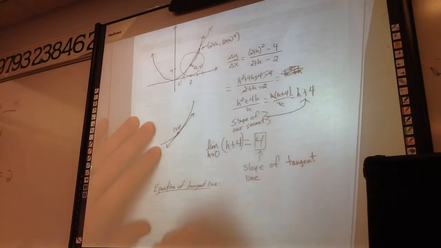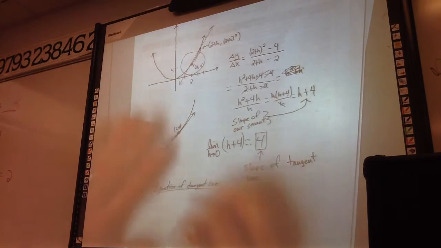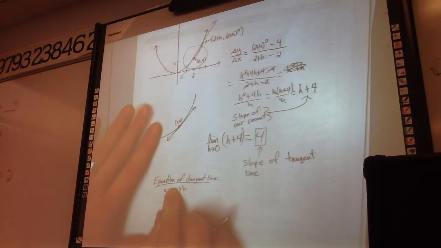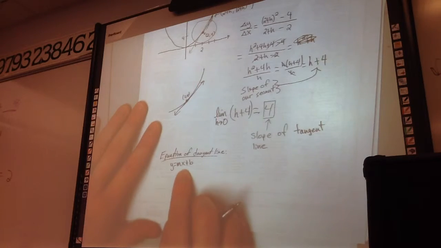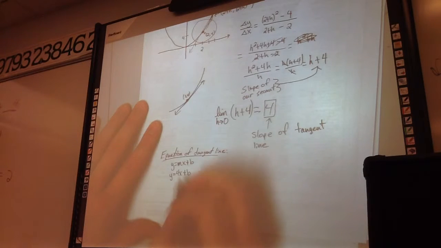Remember that? If you don't remember that, you can do y equals mx plus b. You can do this. Do you know the slope? Yeah, 4x. You don't know the y-intercept, but you know a point, don't you? Yeah, 2. So plug in 2 and 4.